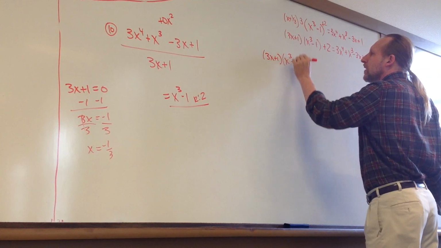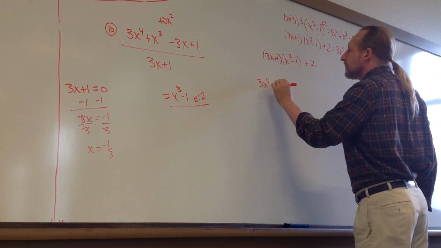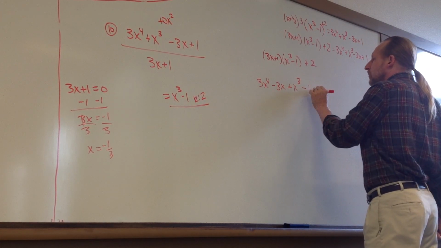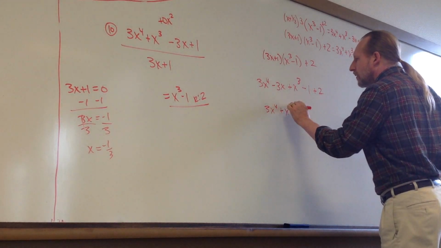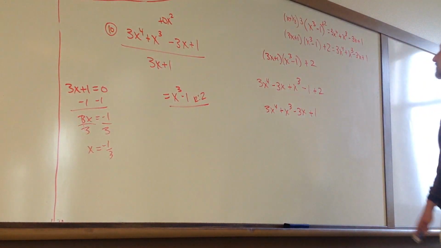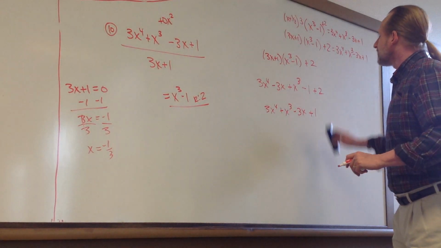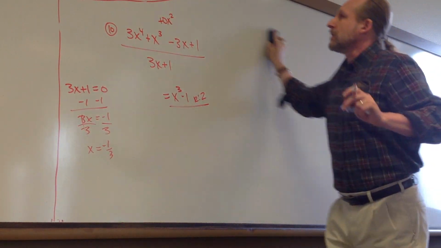So x cubed minus 1, and then the remainder. So this will be 3x to the 4th minus 3x plus x to the 3rd minus 1 plus 2. So 3x to the fourth plus x cubed minus 3x plus 1. There it is. Okay, so that's problem 10. We'll do 12 and 14 to finish up the section here.